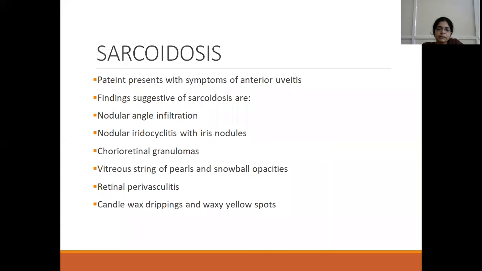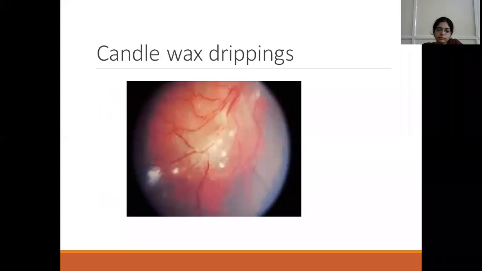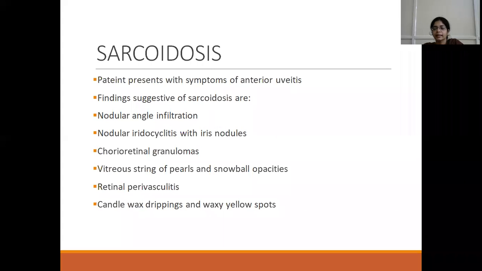Now, how about sarcoidosis? As we've tried to recollect, one of the important causes of intermediate uveitis is sarcoidosis. Sarcoidosis will also cause anterior uveitis, which is a granulomatous variety. So what you can see are iris nodules, mutton fat keratic precipitates, and lots of aqueous cells and flare.